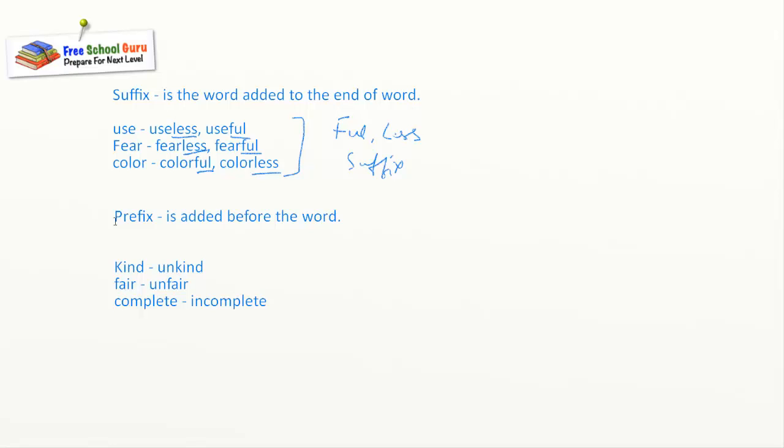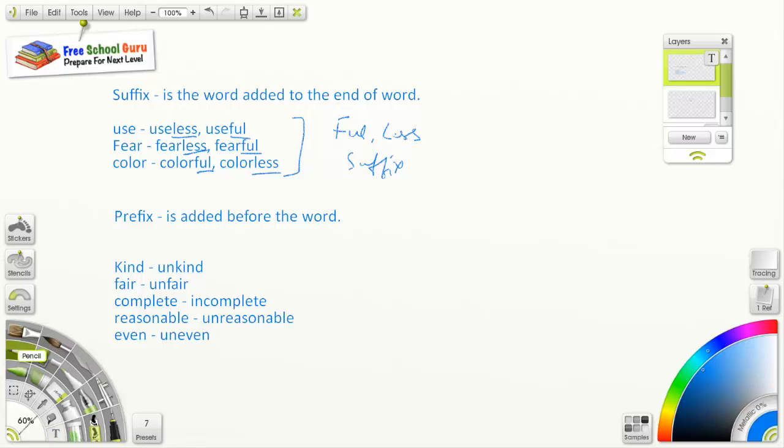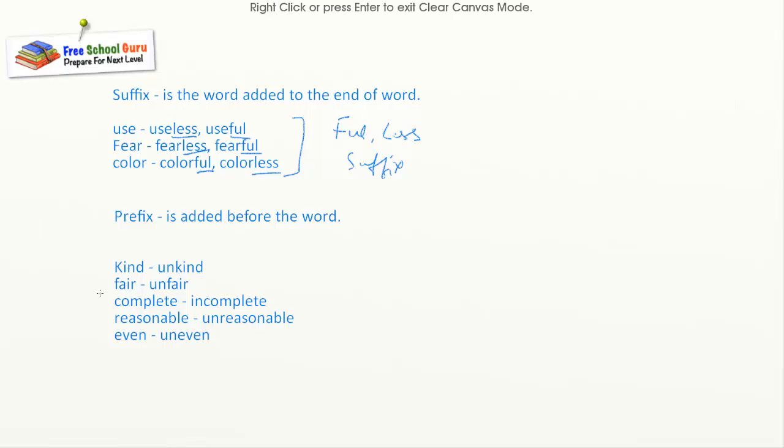I say reasonable. If I add a prefix, it will become unreasonable. You see the difference here? Do you want to take one more? Let's say even, uneven. Now you look at all these examples, you would notice how we added a prefix and how we changed the meaning of the word altogether.